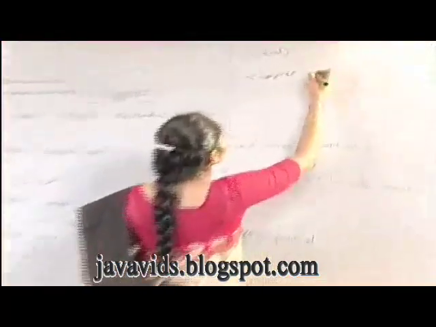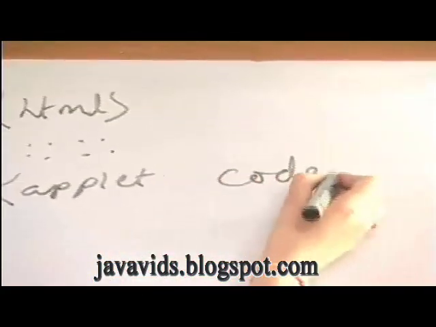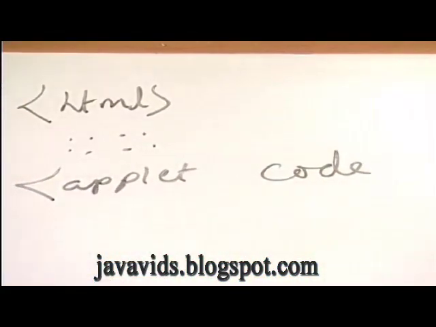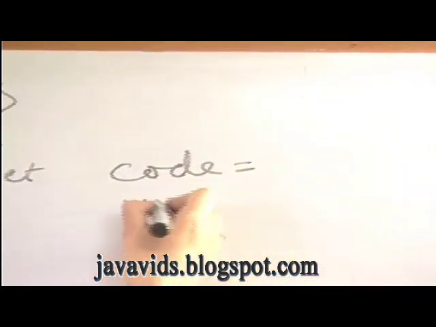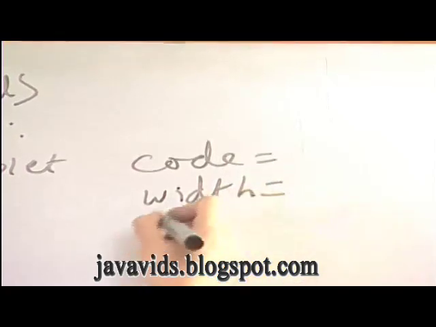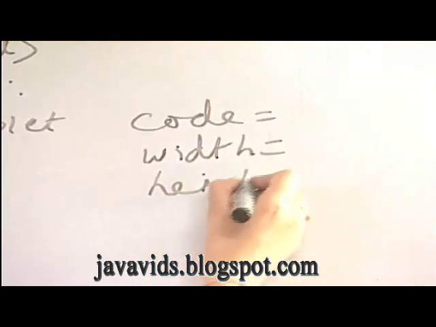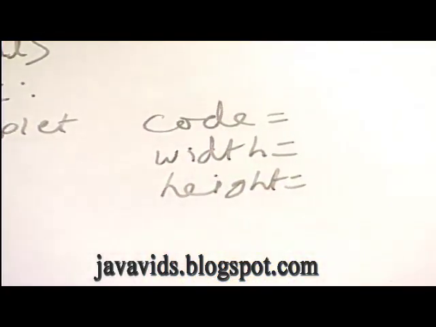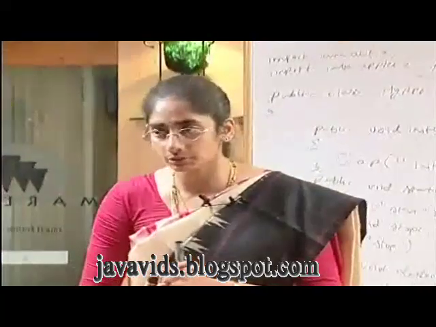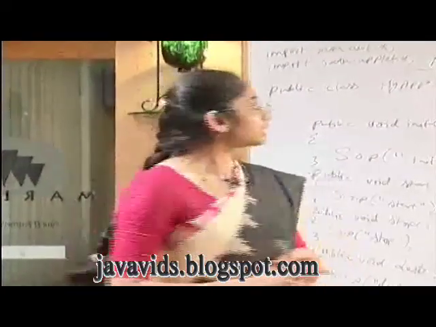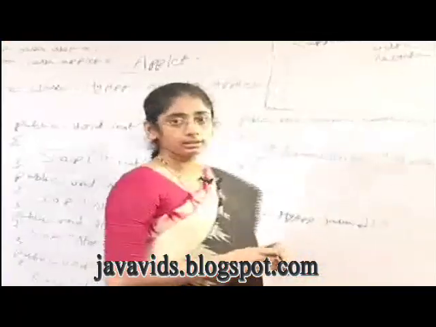So applet takes as a must 3 attributes: code, width and height are a must. What is this width and height? Applet, we said, is a container. So for a container you should specify how big the container should be. So that's the width and height out here.